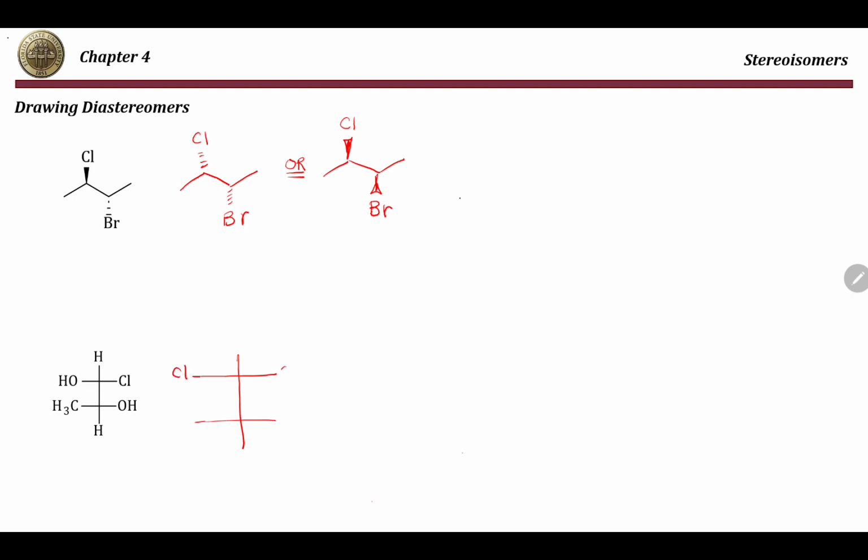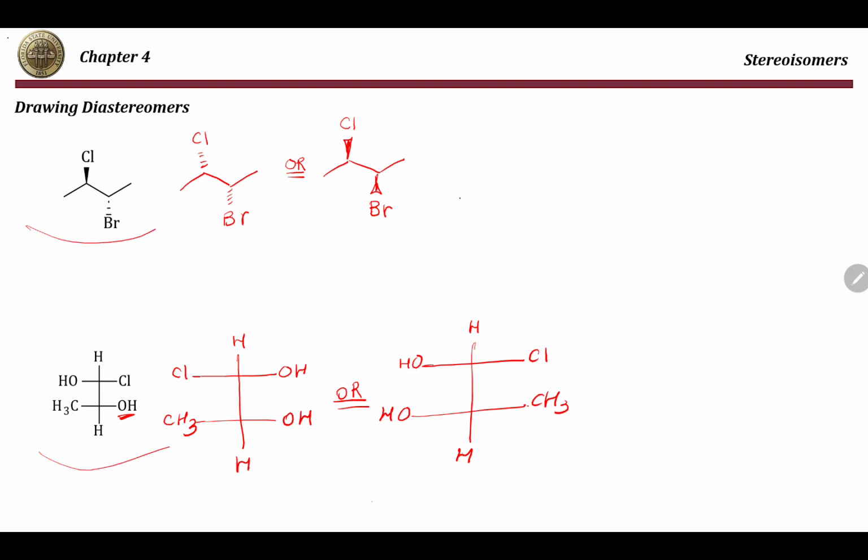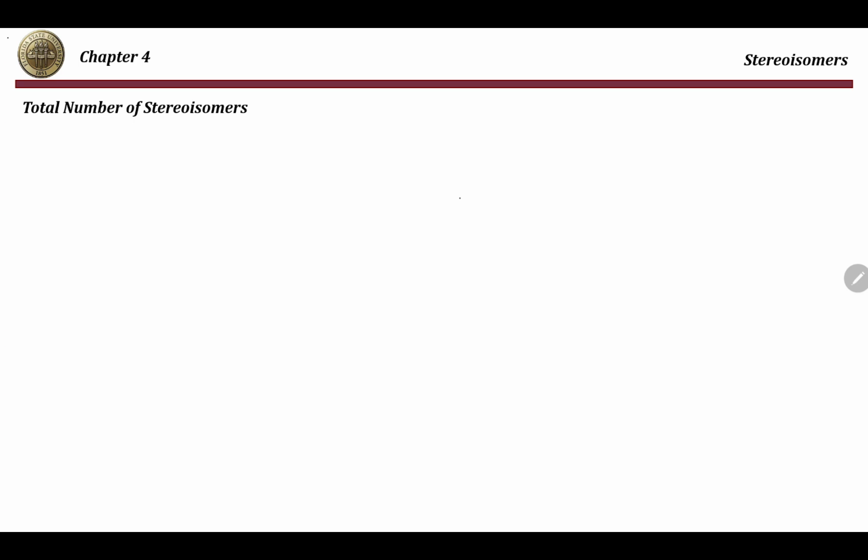If you have a Fischer projection, again, you can change the top one or the bottom one. So if I change the top one, then the other one should stay as it is, OH on the right side, CH3, H. Or I can invert the bottom chiral center while keeping the first one as it is. So OH here will be on this side, and then CH3 here, and this is H. So this is how we draw a diastereomer for a compound, whether it's drawn in the dash wedge form or in the Fischer projection form.